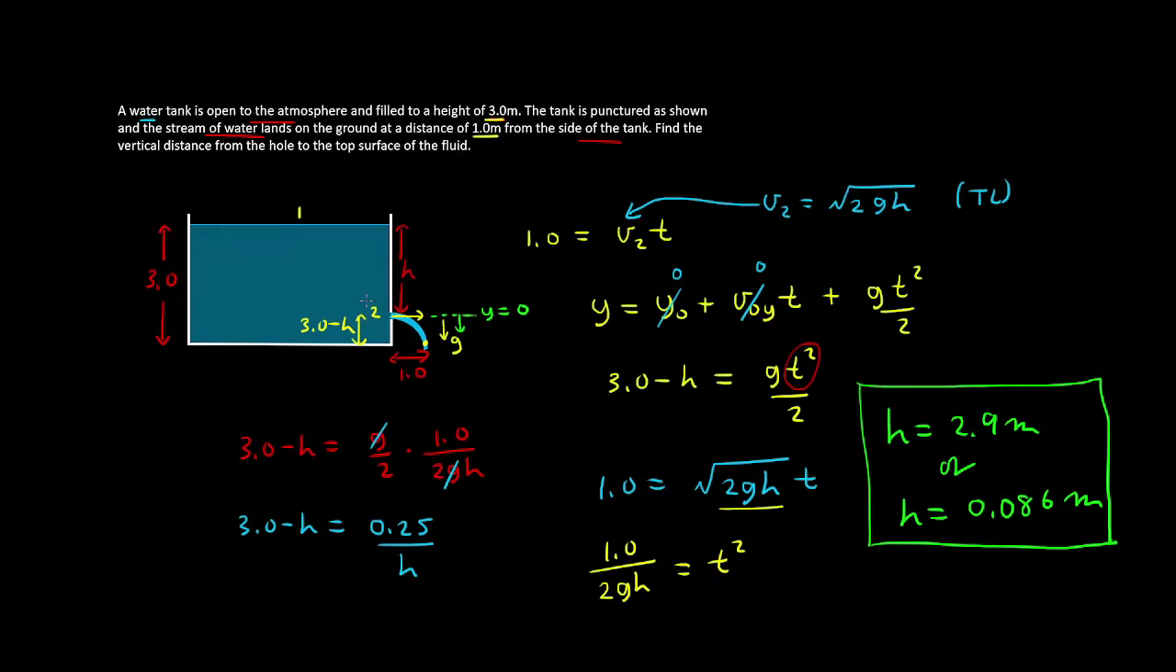And let's make sense of this. Well, one result is that the hole is going to be 2.9 meters from the top of the tank. Okay, so that makes sense. Well, we also get a second result where the punched hole can be at 0.086 meters from the top of the tank, or 8.6 centimeters. And why do we get two results that give us the same distance? Because this stream of fluid is also going to drop to the same distance from the side of the tank.